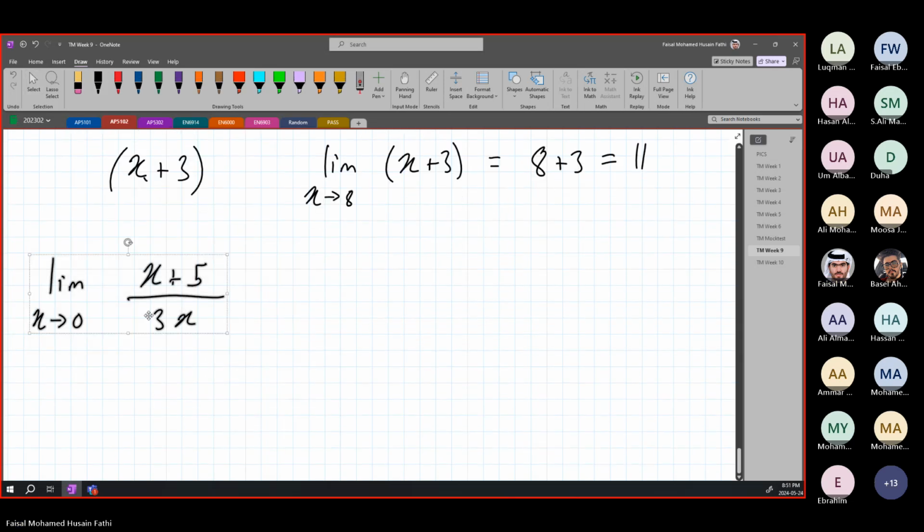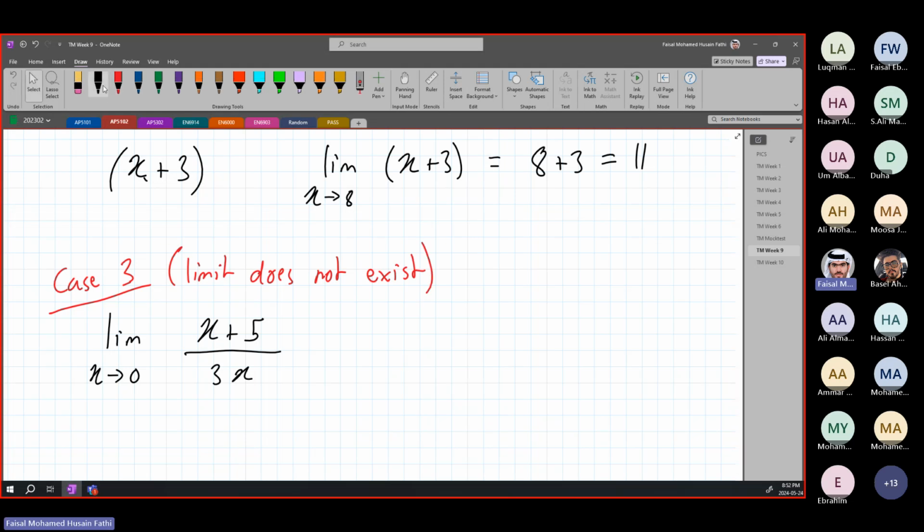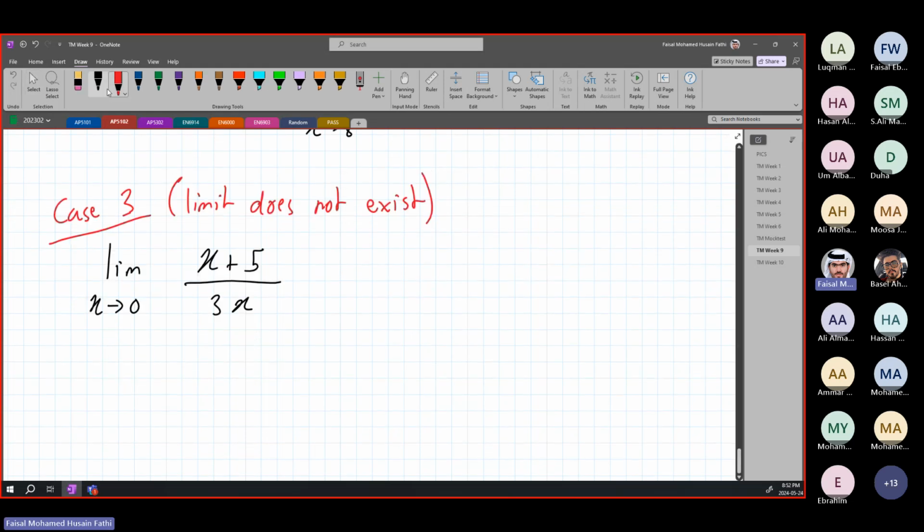Now, in this case, this I will call case 3 and our final case. Limit does not exist. How do we know? We check every single case. So if we do case 1, we just plug in. It's going to be over 0. 3 times 0 is 0, so it doesn't work. Case 0, I should say, when we're plugging in, it doesn't work.